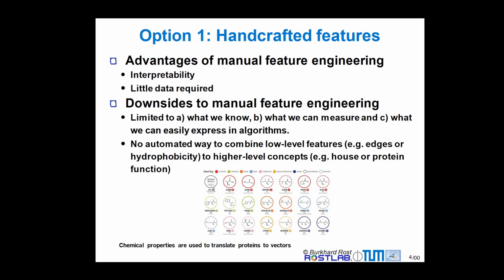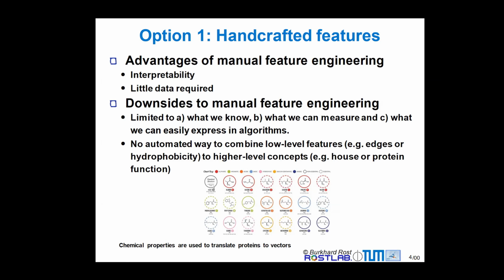The downsides of this manual feature engineering are they are definitely limited to what we know. I mean, if we do not know that something exists, we will also not measure it, and we will also not make it part of our handcrafted feature vector. And also it is limited to what we actually can measure. So if you have a property of an amino acid that you simply cannot measure as easily as other metrics, then this will also not end up in your handcrafted feature vector. And also, last but not least, you need to be able to express it somehow in your algorithm.